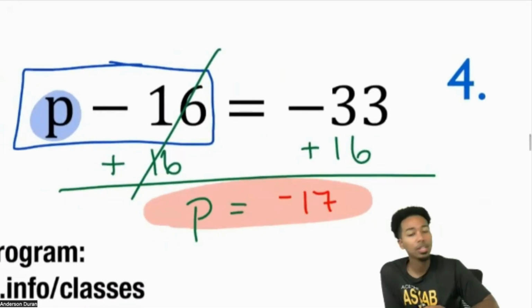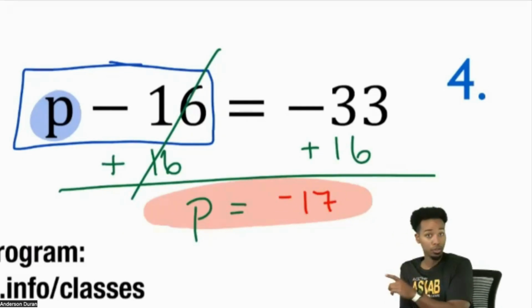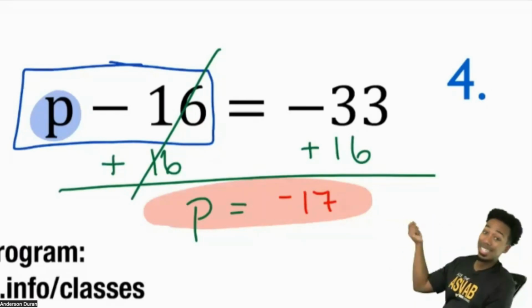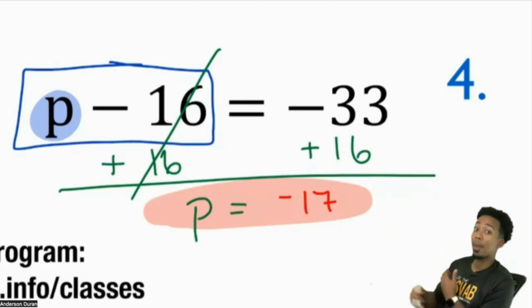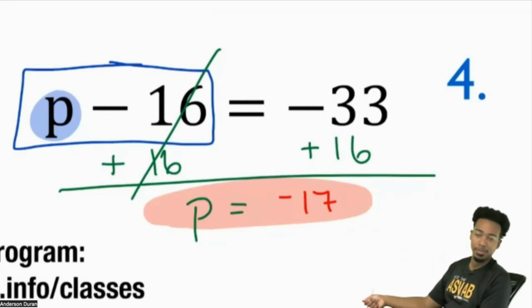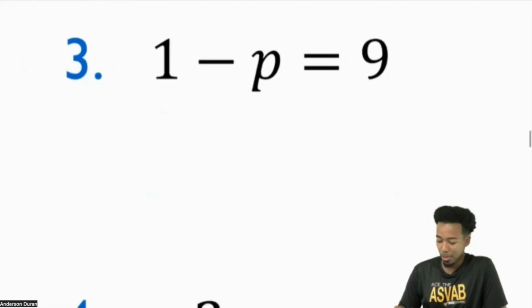So yeah, Delilah, great question. Again, it's plus 16 because you're doing the opposite operation. You see that what's in the way of the p is minus 16. If you want to get rid of a minus 16, if you want to work backwards from taking away 16, you want to add 16. It's all about opposite operations. I got you. Number 3.